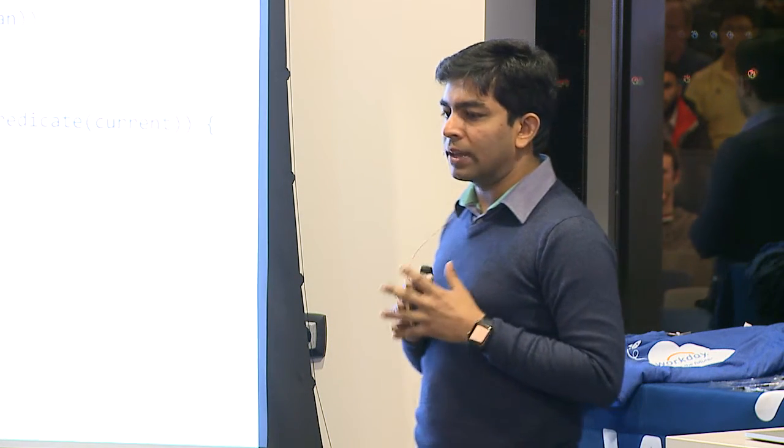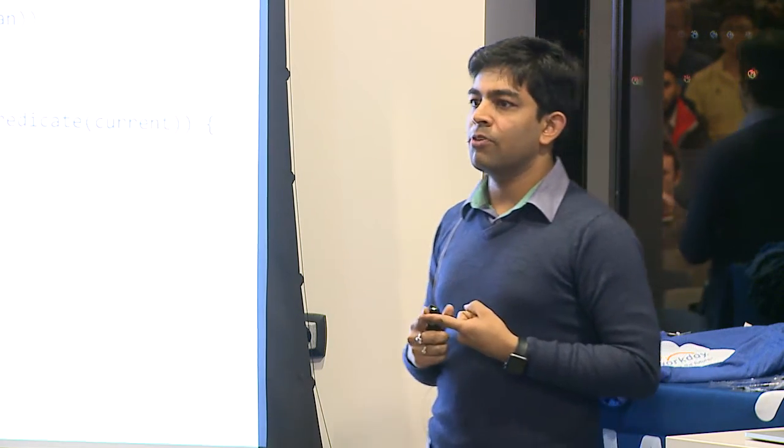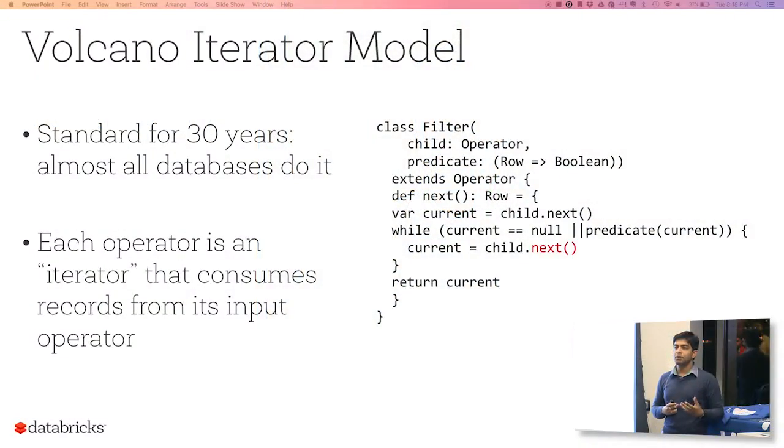Now, this Volcano iterator model has a bunch of things that are really nice about it. First of all, it is extremely simple to reason about and implement. If I have to add a new operator in my database, all I have to do is implement an iterator interface and not worry about how this operator interacts with any of the existing operators that my database has. Second, it gives us composability. When I am implementing a filter operator, I don't have to worry about how it composes with projects, or how it composes with scans underneath it.